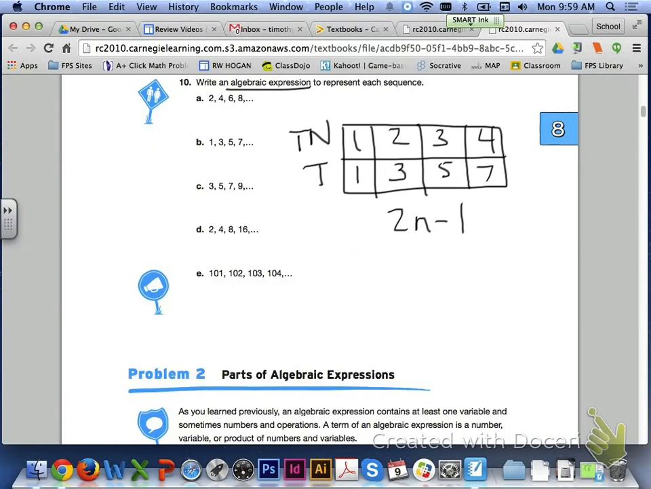Letter B was a little tougher. We actually had to incorporate two different operations. We had to multiply and subtract. If I take a look at my first term, which is 1, I have to multiply by 2, and then I have to subtract 1. And I'm doing that for every single term that is in my sequence. So the algebraic expression for letter B is going to be 2n minus 1.